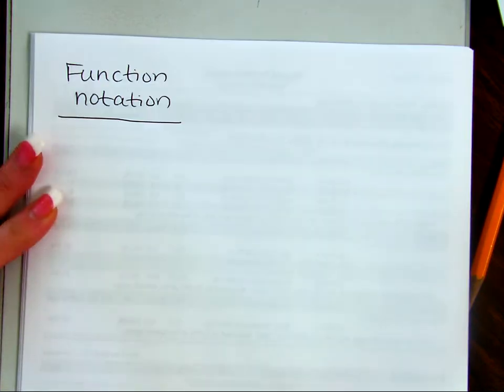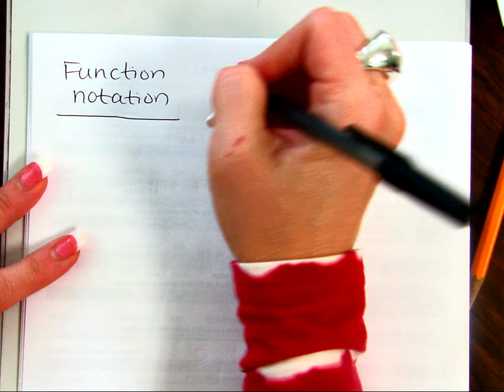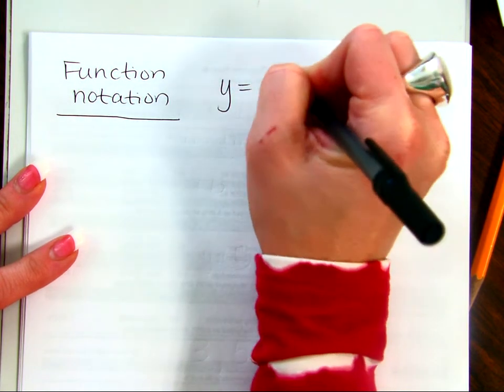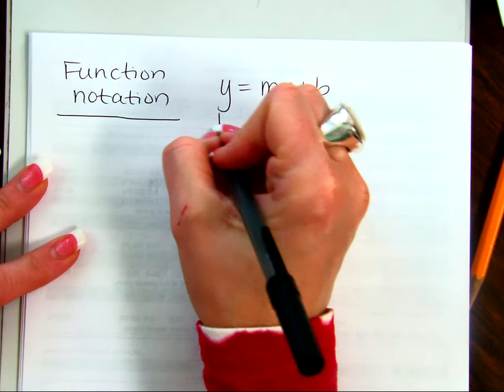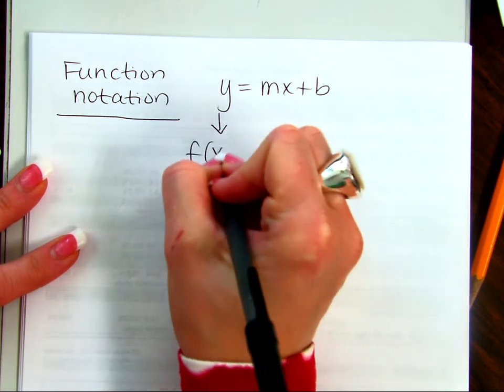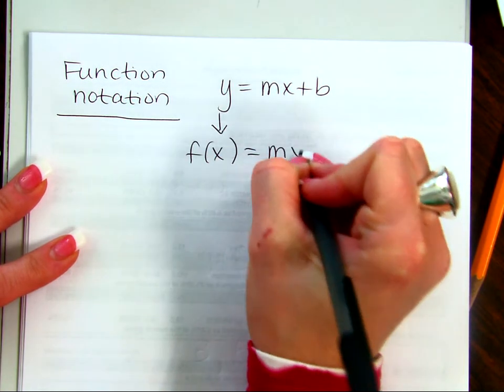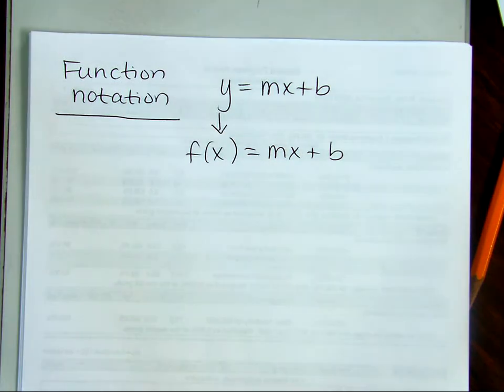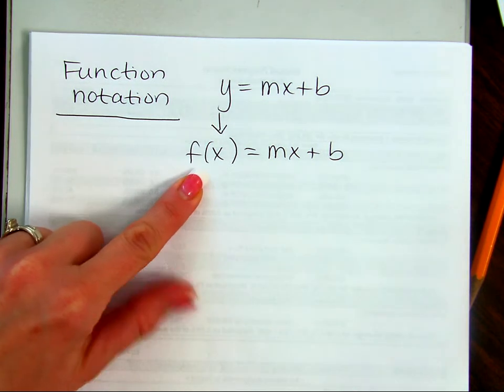This is a little different way of looking at things. Function notation is instead of y equals mx plus b, we are replacing y with something that looks like this. So nothing happens different over here. It's the fact that instead of writing y, I now write f of x.